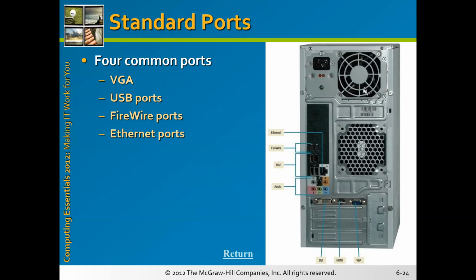Four common ports: VGA, USB port, FireWire ports, and Ethernet ports. So the USB port, or universal serial bus, is one of the common types of ports available in computers these days. Gradually replacing serial and parallel ports, it can connect multiple devices faster than parallel. FireWire ports, also known as high-performance serial bus ports, are used for high-speed printers and video cameras, as fast as USB 2.0.